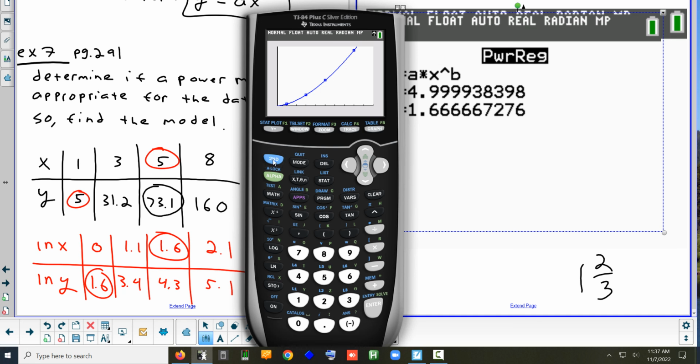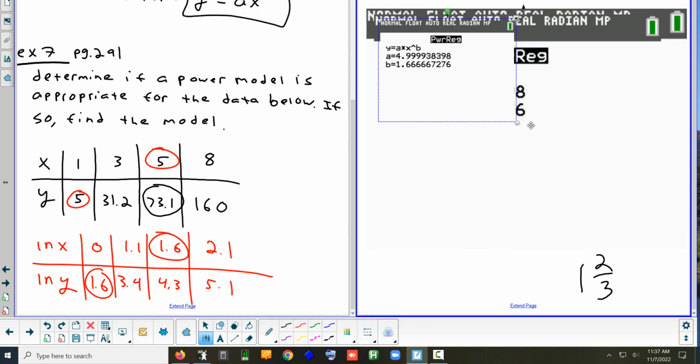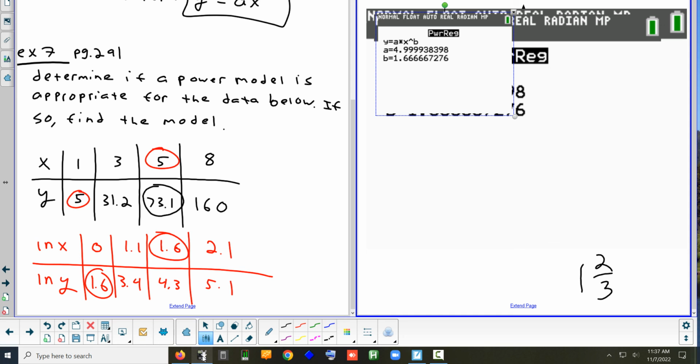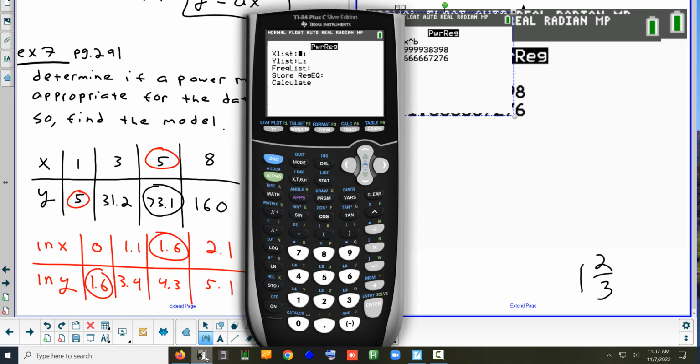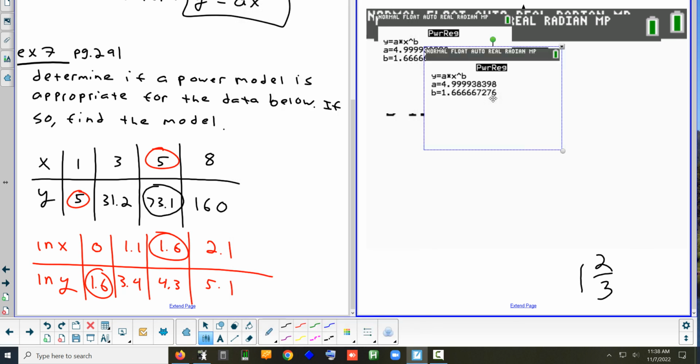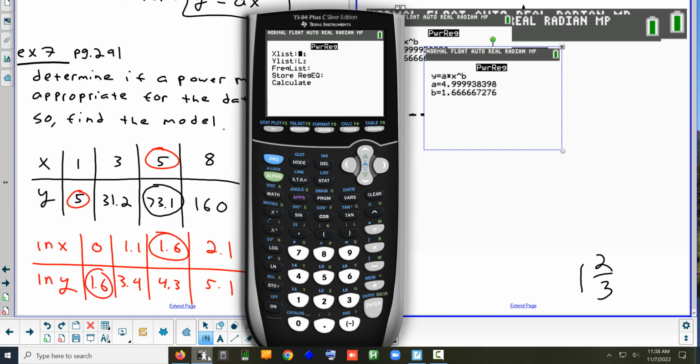Now, when I did second, let's go back to stat. I did calculate. I did option A. There's something there I didn't really talk about. Well, it's not letting me. That's not the screen that's on the screen. Well, let's just look at it from here.